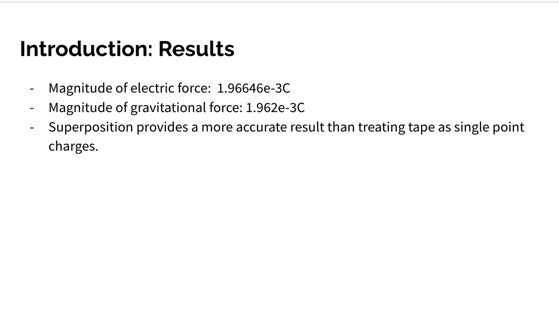The results of this experiment show that the magnitude of the electric force was 1.96646 e to the negative 3 coulombs. The magnitude of the gravitational force was 1.9362 e to the negative 3 coulombs, and the superposition provides a more accurate result than treating tape as a single point charge.